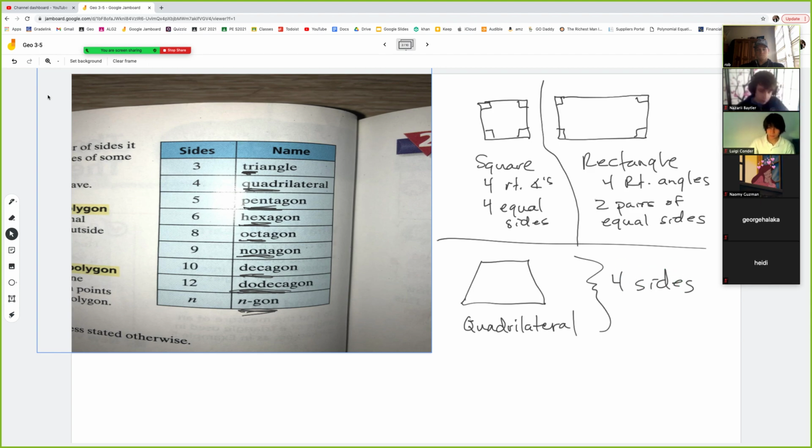Now, pay very close attention because this is a little bit like Inception. There's layers to this. So pay attention. A square is a rectangle because it has 4 right angles and it has 2 pairs of equal sides. But a rectangle is not a square. A rectangle is a quadrilateral because it has 4 sides. But a quadrilateral is not a rectangle because a quadrilateral doesn't have 4 right angles. So basically we're getting more and more specific.